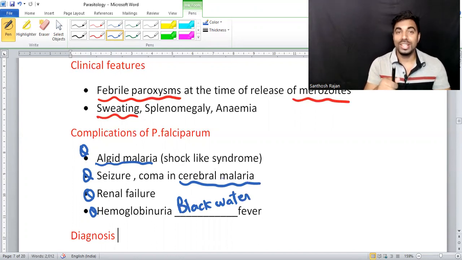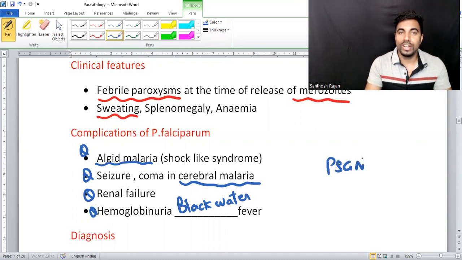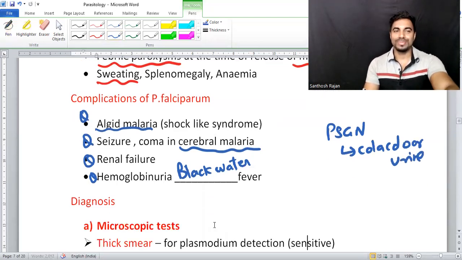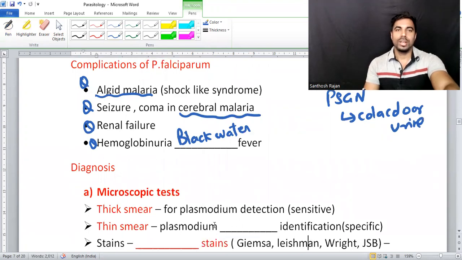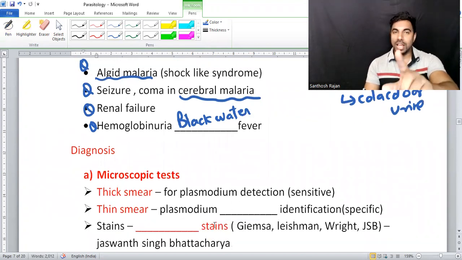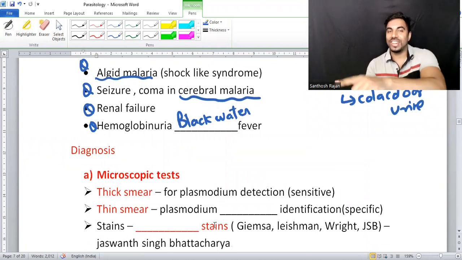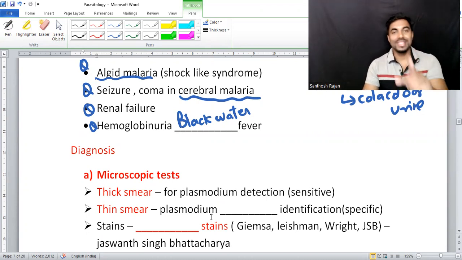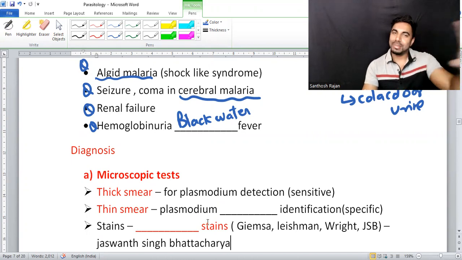Cola color urine you see in PSGN, you remember, right? Post-streptococcal glomerulonephritis, you are seeing cola color urine. Here it is black water urine. That's it, okay? Remember, black water fever. Black fever is Kala-azar. Here it's black water fever. That's important, because of hemoglobinuria. Remember, don't confuse, okay? And black death is plague. Black fever, black death, and black water fever. So these are the black ones, okay?